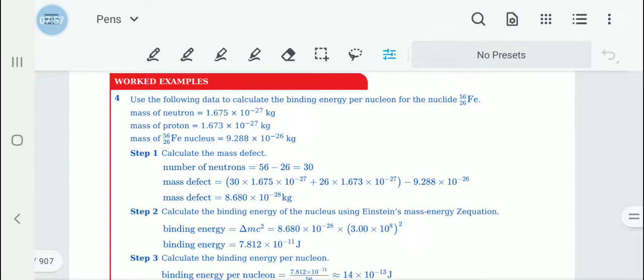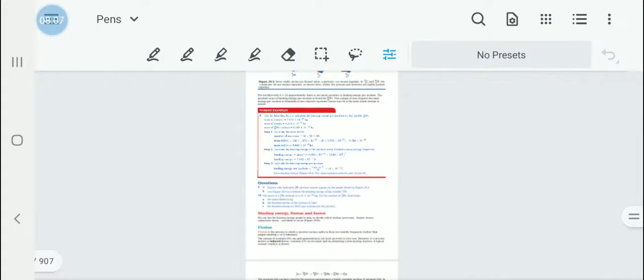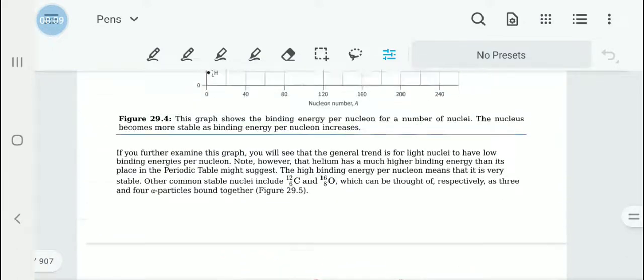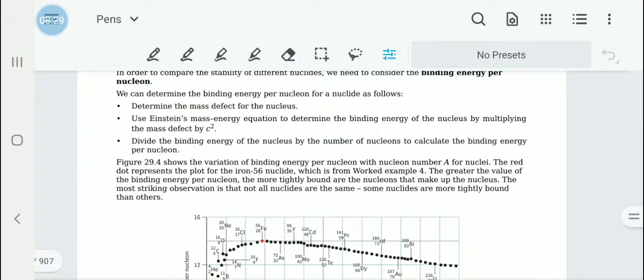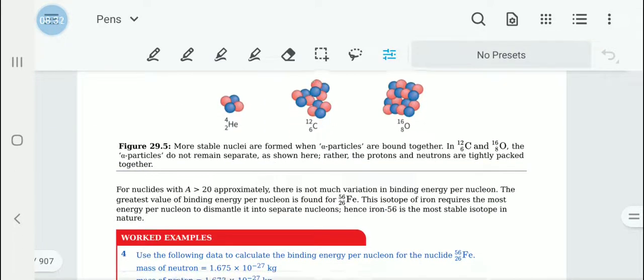So what we need to understand most prominently is how to do the questions, how to calculate the energies. Now here, you have to follow those steps that were given at the top. Remember these 3 steps you will have to follow. Determine the mass defect for the nucleus, then use Einstein's equation and find the binding energy by multiplying the mass defect by c squared, and then divide by the number of nucleons to get the per nucleon value. Now let's see.